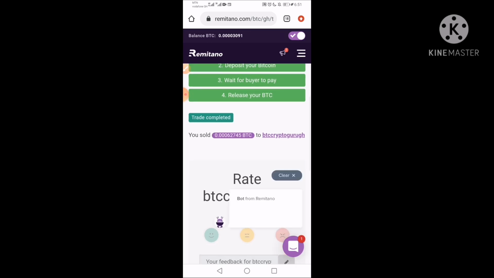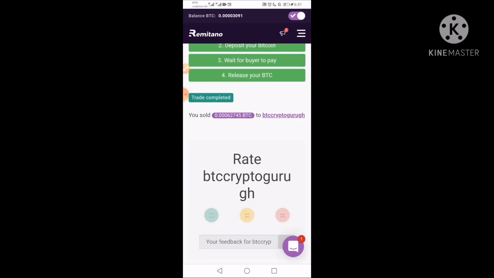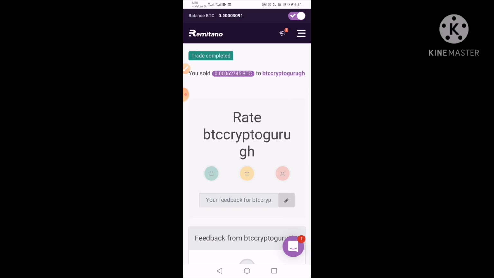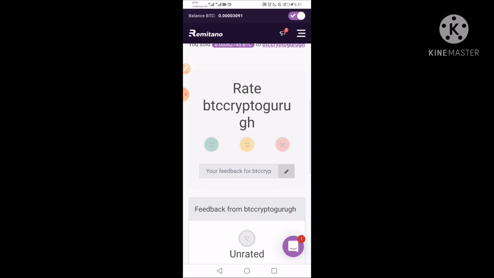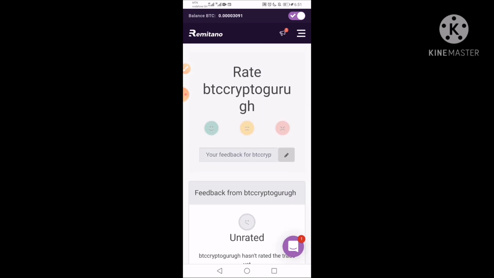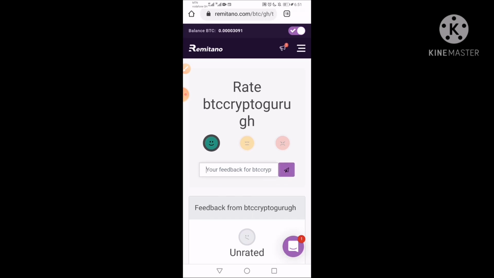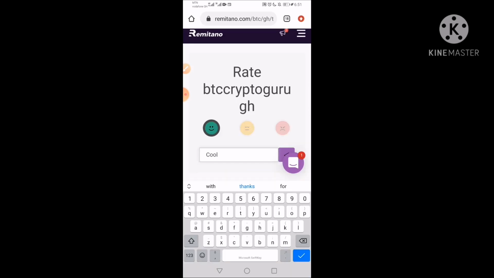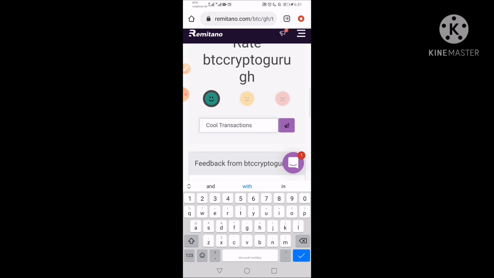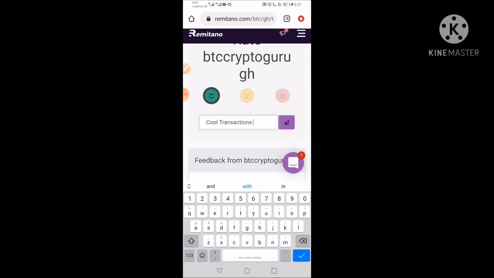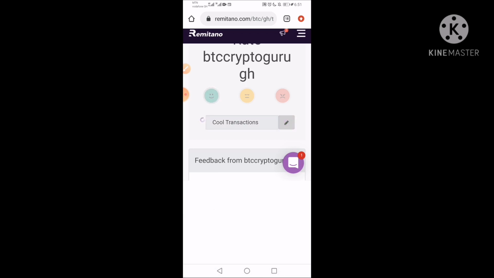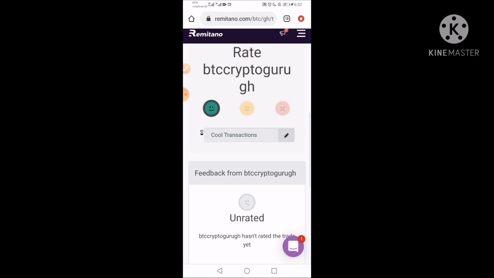There you go. I have completed the transaction right now with Remitano, and I have the option to rate the buyer who bought my Bitcoin. Okay, so it's fair. I'll give him a thumbs up. Cool transaction. But it's up to you. You can write anything there. Maybe slow transaction, buyer was slow to send, anything. But mind you, the most important thing is that you receive the money before the countdown. All right, so click on this and that's it.